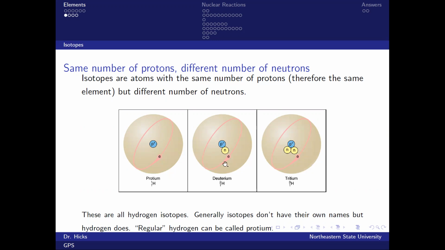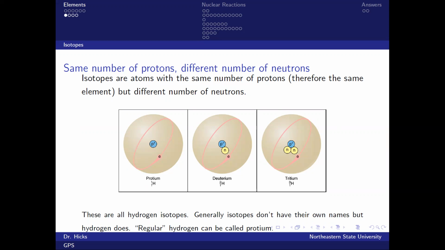So shown here are all 3 isotopes of hydrogen. I know it's all hydrogen because there's 1 proton in the nucleus, and that's what defines hydrogen. So what's on the left is protium. So that's 1 proton, 1 electron. That is my main occurring version of hydrogen.